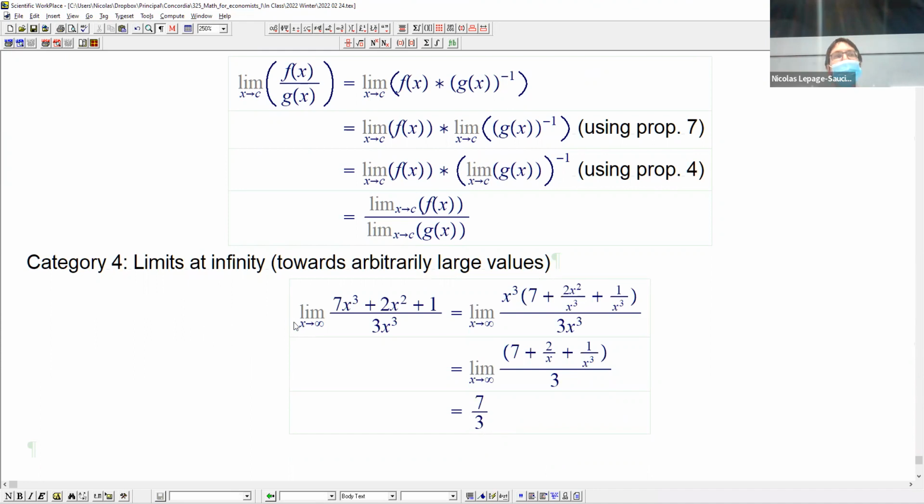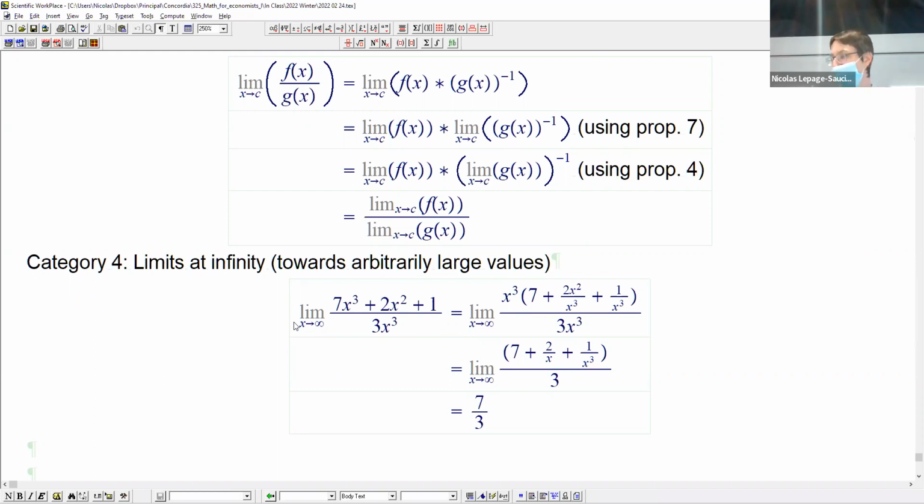That's most of what we're going to do: limits where we have 0 over 0 or infinity, for which it's possible to do some trick like this to get rid of what's unimportant and just keep what's important. All right.